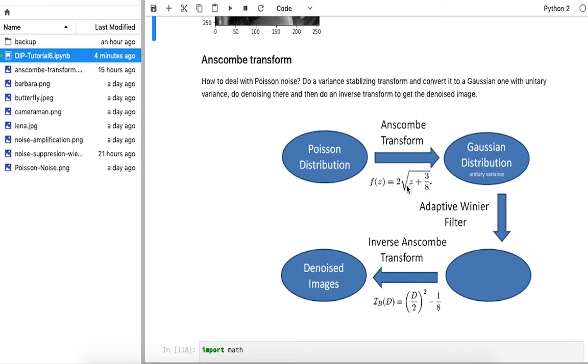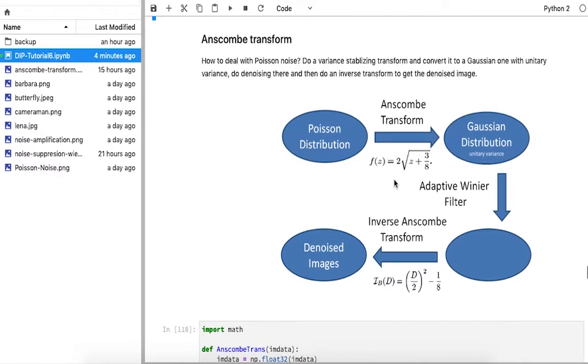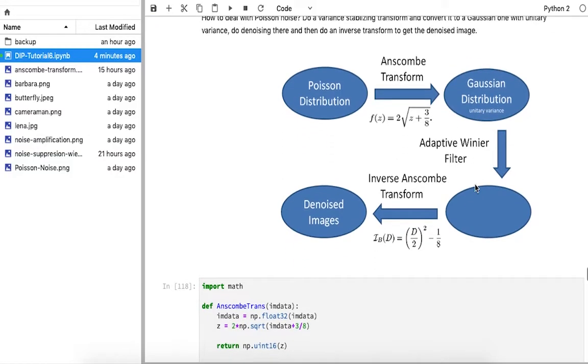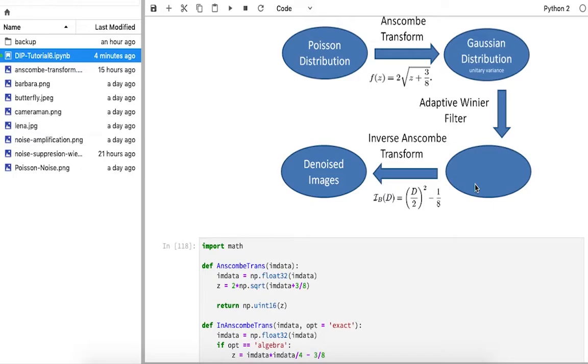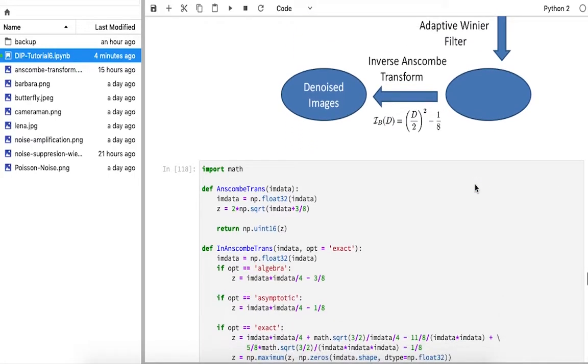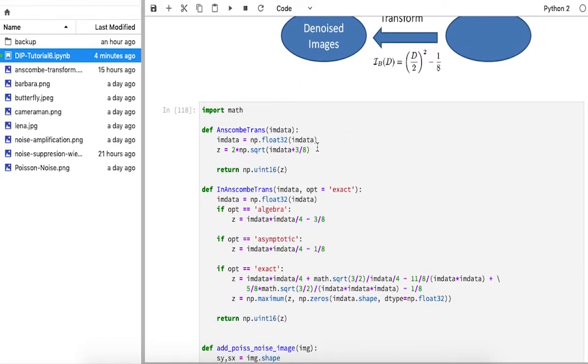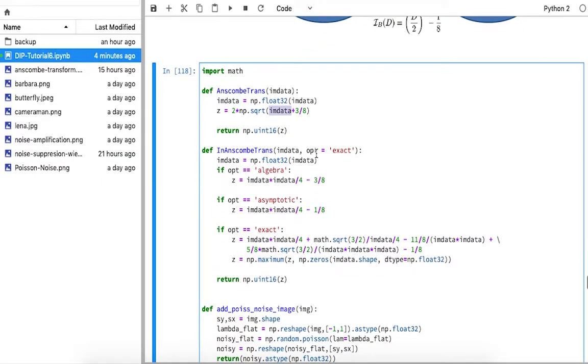It's pretty heuristic. It's defined like this. Z is my image. You just add 3 by 8, take the square root of it, and multiply by 2. Then you do the opposite when you get back. You do all the filtering operations with the adaptive Wiener filter, I mean the constrained least squares that we did, enforcing the sharpness and all this stuff. Let's see how you can implement this. It's pretty straightforward again. You just add 3 by 8.